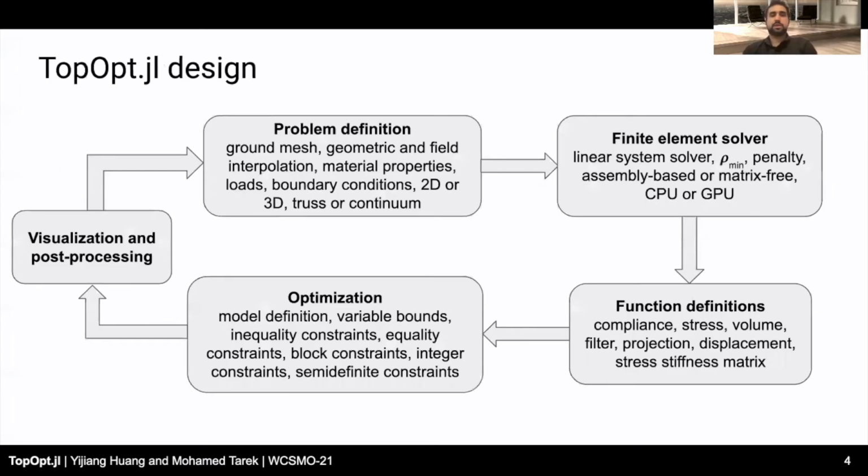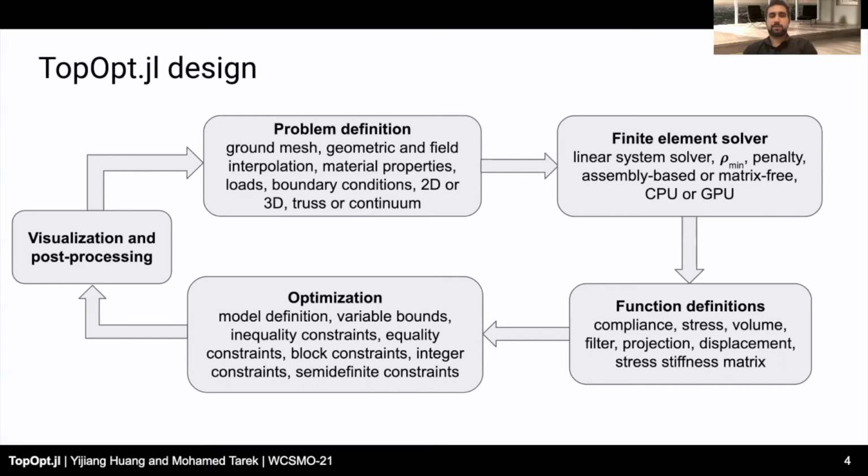So in TopOpt.jl, we have this workflow that you define your problem first, which involves defining your ground mesh, the geometric and field interpolation functions, perhaps the material properties like the Young's modulus or Poisson ratio, the loads, the boundary conditions. The ground mesh could be 2D or 3D, could be truss or continuum mechanics based, like quadrilateral elements and hexahedral and tetrahedral and so on.